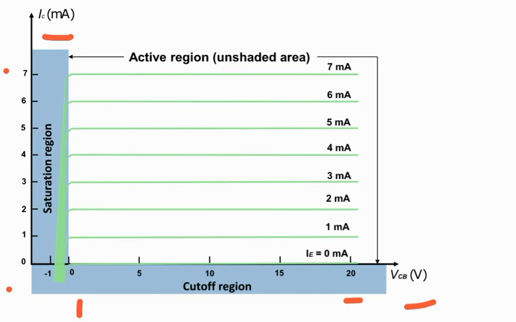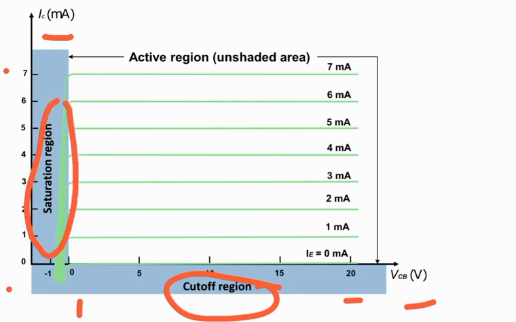Now, when your bipolar junction transistor, we are talking about an NPN transistor as an example, has both junctions reverse biased, then the BJT is said to be operated in the cutoff region. When both the junctions, that is the base emitter junction and the base collector junction, operate in forward bias mode, that region is called the saturation region.